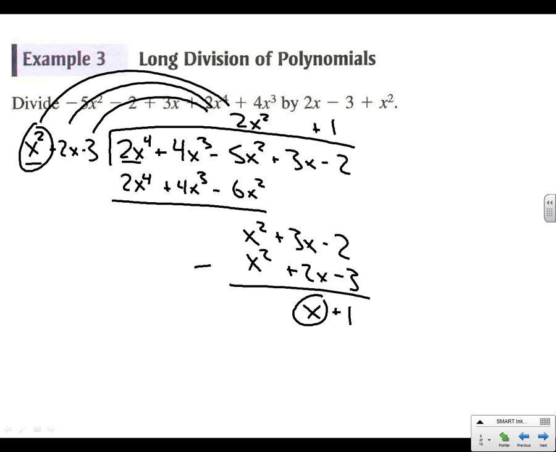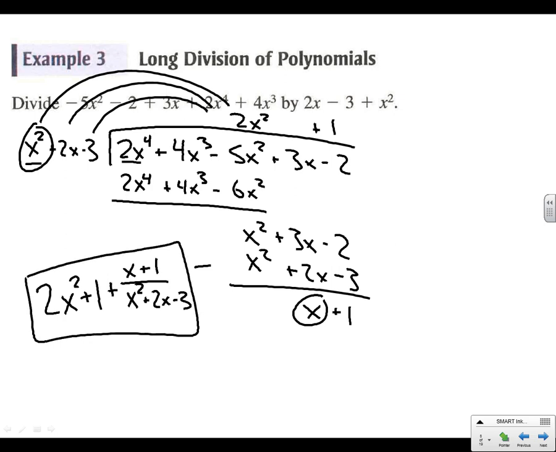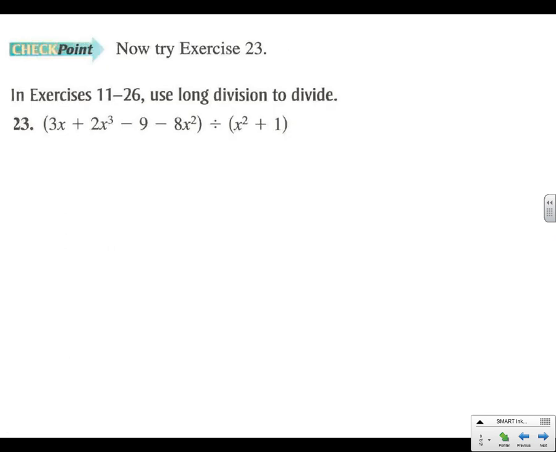And so here's how we write our answer. 2x squared plus 1, and let's think back to the remainder theorem, plus, what's our remainder? x plus 1 over, what's our divisor? x squared plus 2x minus 3. And that's your full, complete answer. All right, so don't forget to put your remainder in if you have one. You're, I think, going to end up with a remainder on 23. Let's find out. Try that one.